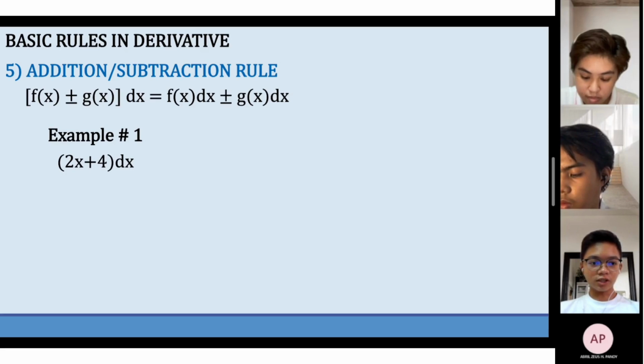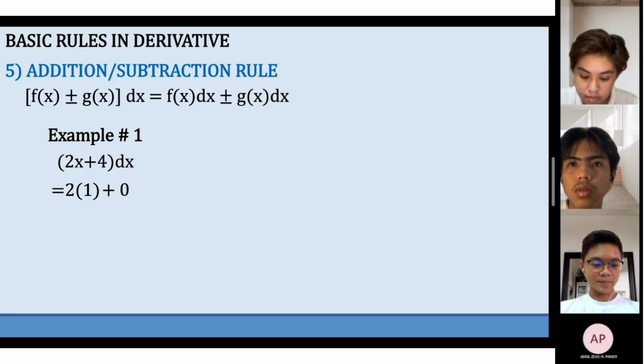For example, the derivative of the quantity 2x plus 4. First thing you're going to do is find the derivative of each term or function. For 2x, x is to the power of 1, so you bring it down and multiply it by 2. Plus 0 because 4 is a constant, so it will be just 0. So 2 times 1 plus 0 is equal to 2. That's the answer.